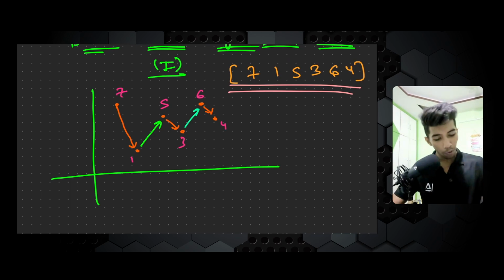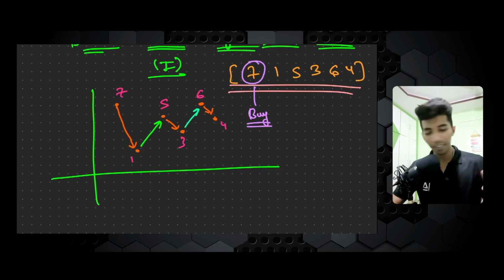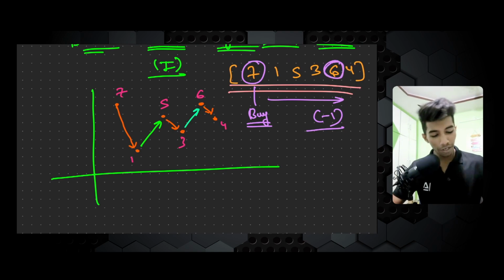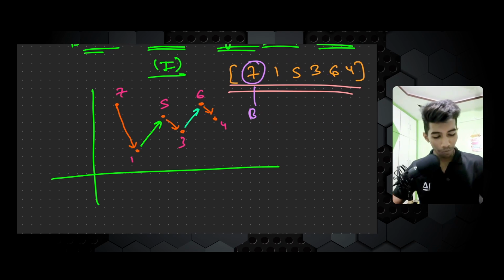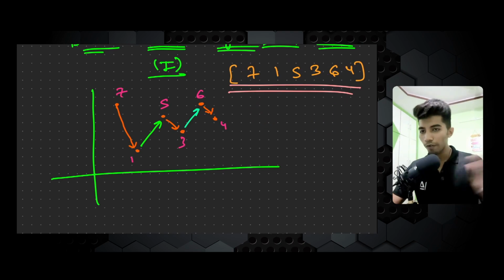Suppose I buy the stock over here at 7. If I buy at 7, I will get a negative profit, because as you see, 6 is the highest value where I can sell. So -1 is the profit. It's actually a loss of 1. So I don't have to find this.